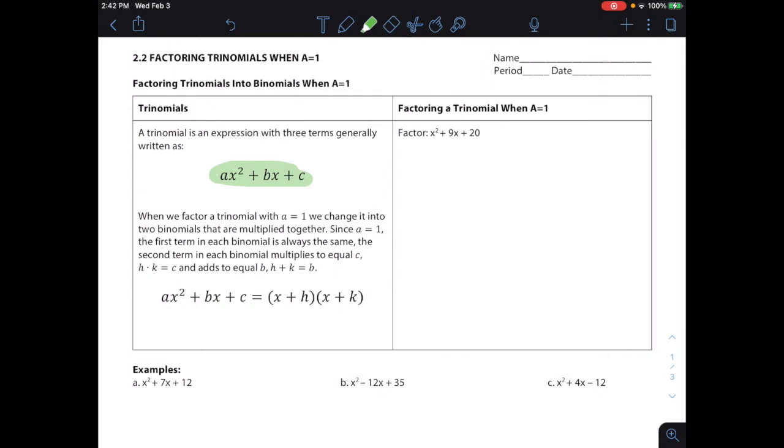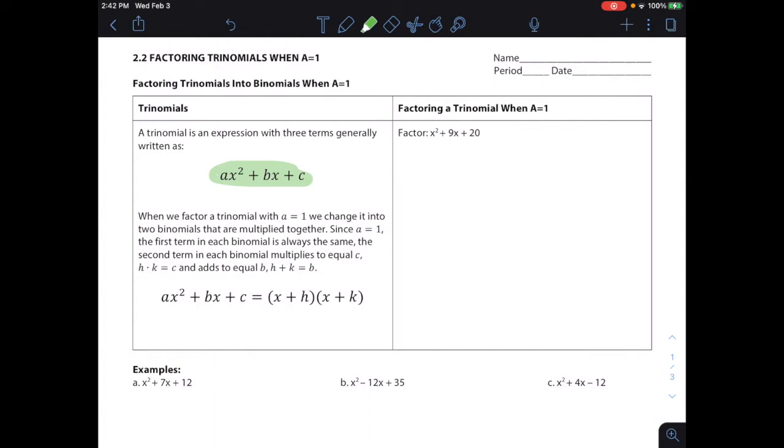Now, when we say a is equal to 1, what we mean is that the number in front of x squared is going to be 1. So what's going to happen is that 1 is actually not going to show up, because we don't need to write the 1 next to the x squared, because it's implied when something is by itself that there is a 1 in front of it. So when we factor a trinomial with a equal to 1, we change it into two binomials that are multiplied together. You can see down in the bottom, we have ax squared plus bx plus c, and then it's equal to two binomials.